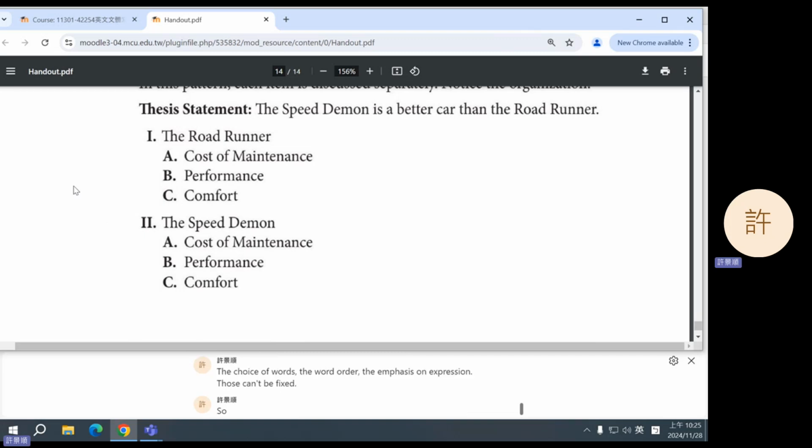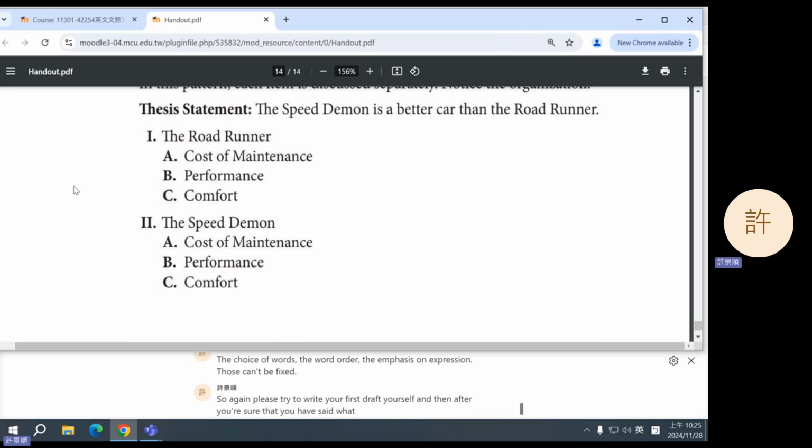So again, please try to write your first draft yourself. And then after you're sure that you have said what you want to say, then you can ask AI to correct your grammar and spelling. Okay, so that's it. Questions about this unit?